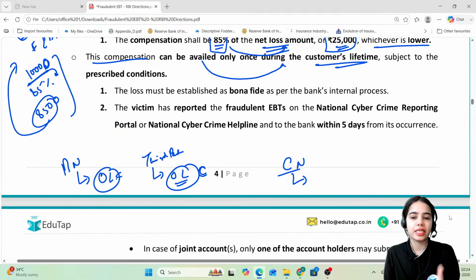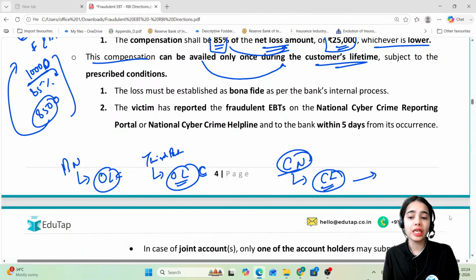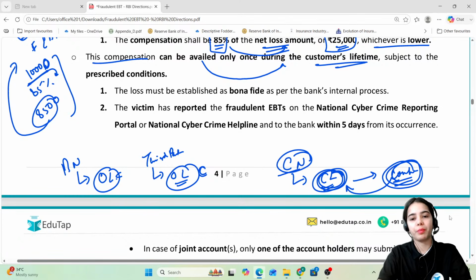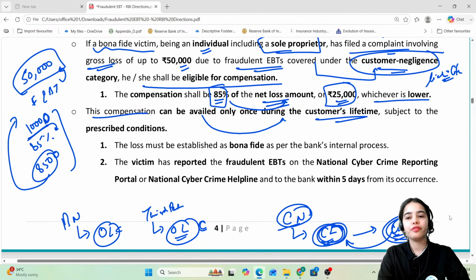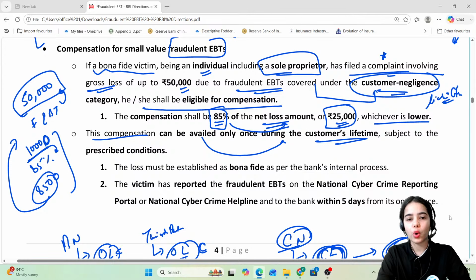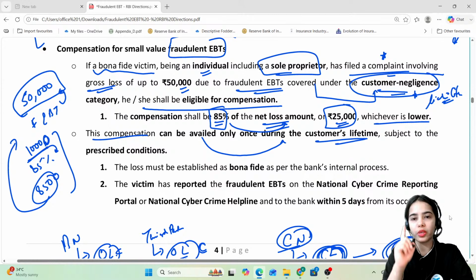So here it has been said that if it is the customer negligence, there is customer liability, then some compensation will be provided, and the rest is the customer's liability. So if the complaint involves a loss of up to 50,000 due to fraudulent EBTs covered under customer negligence, 85% is the compensation that will be given to the customer or 25,000, whichever is lower. The compensation can be availed only once during the lifetime of the customer, subject to the prescribed conditions.